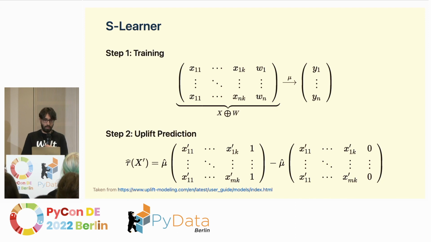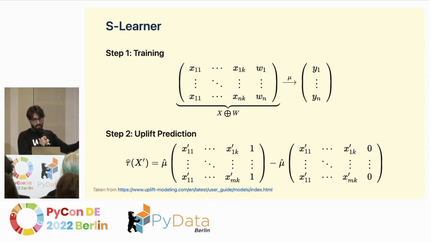At the training step, we have all of the design matrix, which I denote by X, and then I create a matrix on which I add a column, which is the treatment. So it could be 1 or 0. And I have the outcome, which I collected from my A/B test, and I can use any machine learning algorithm to learn that. I'm going to call that mu.